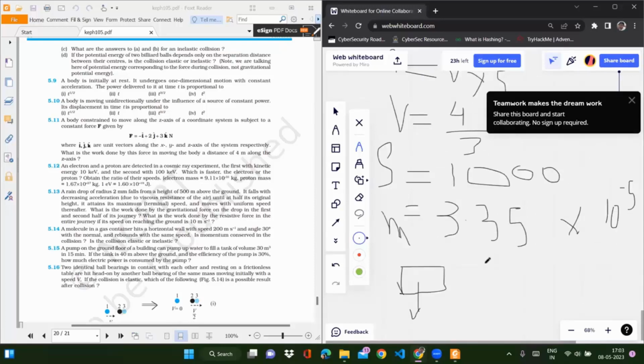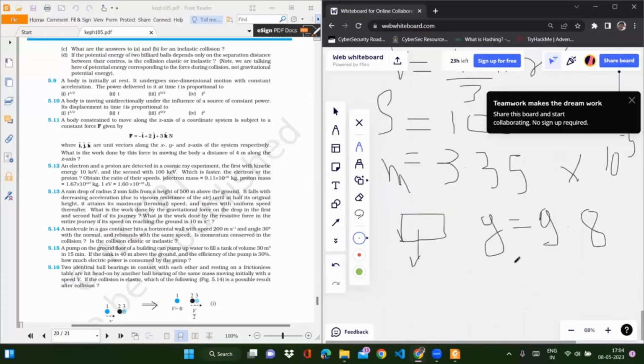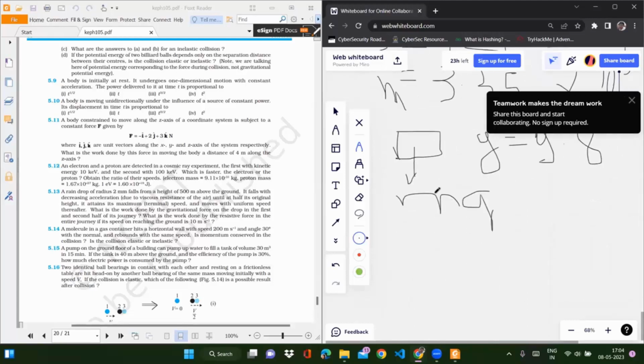into g, which we will take as 10, or more accurately we can take g to be 9.8. So it depends. Mostly we take 10, but for more accuracy we are taking 9.8. The force will be mg, and the displacement: it is first asking for the first half of the journey, meaning half of 500, which is nothing but 250 meters, will be the displacement in the first half. The same will be the second half.